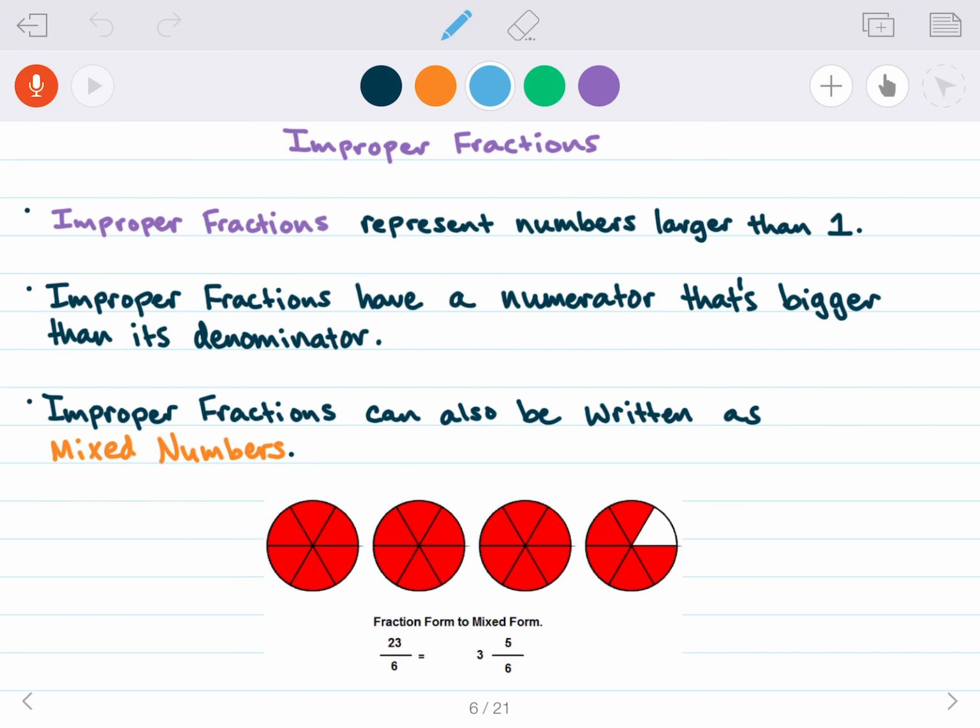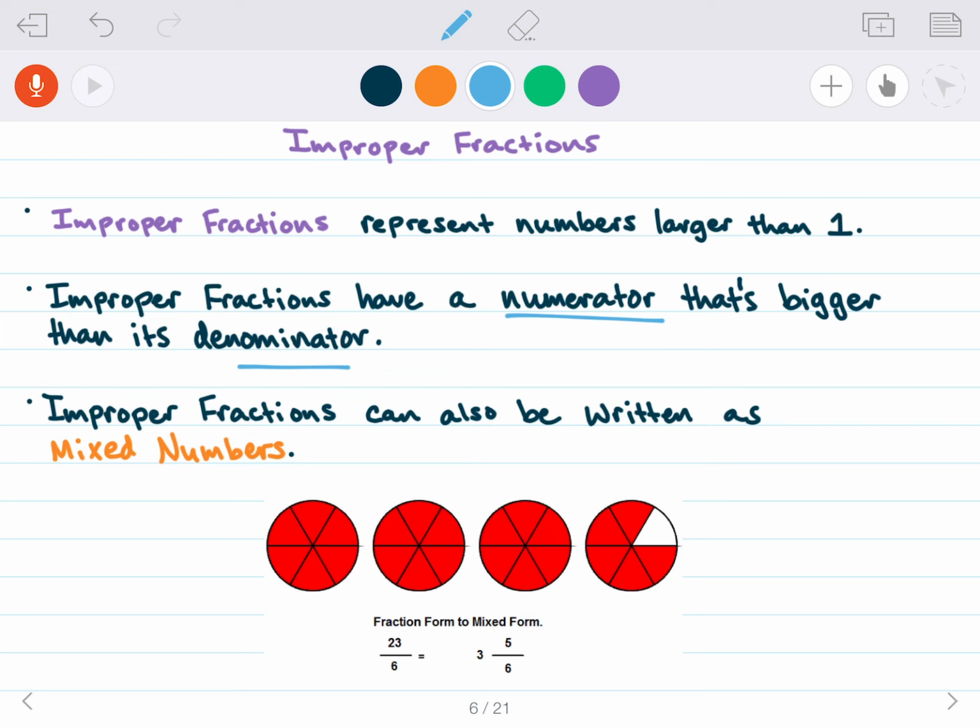So the next thing I want to talk about is improper fractions. Now, improper fractions are numbers that are bigger than 1. And we call them improper because the numerator is larger than the denominator, whereas with proper fractions, the numerator was smaller than the denominator. Improper fractions are the same thing as mixed numbers. We can interchange between the two, and we'll do some practice there.